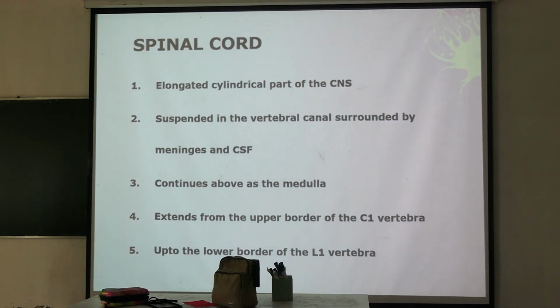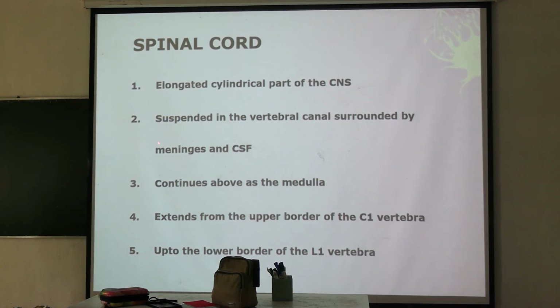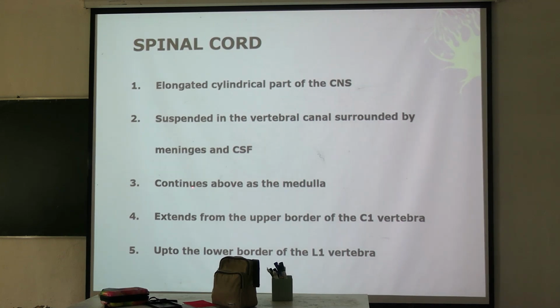Now, spinal cord: elongated cylindrical part of the CNS, suspended in the vertebral canal, surrounded by meninges and CSF, continues above as the medulla, extends from the upper border of the C1 vertebra up to the lower border of the L1 vertebra. Now, the spinal cord, the elongated cylindrical part of the CNS, suspended in the vertebral canal and surrounded by meninges and CSF, continues above as the medulla, extends from the upper border of the C1 vertebra up to the lower border of L1 vertebra.